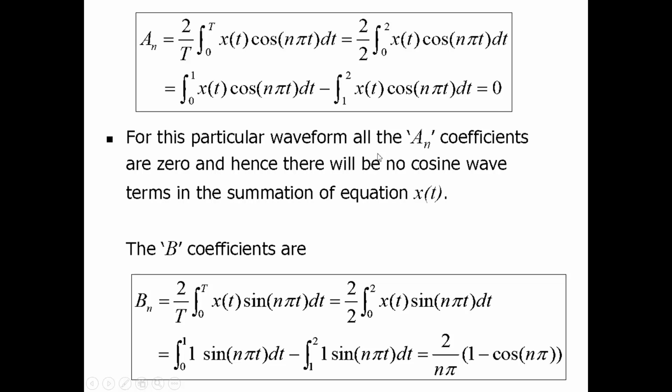For this particular waveform, all the an coefficients are 0, and hence there will be no cosine wave terms in the summation equation. For the b coefficients, from 0 to 1 we will put the value of xt as 1, and from 1 to 2 we will put again the value of 1, but it will be minus sign. So minus sign will appear here, and this will be the answer for the b coefficients: 2 by n pi into 1 minus cos of n pi.